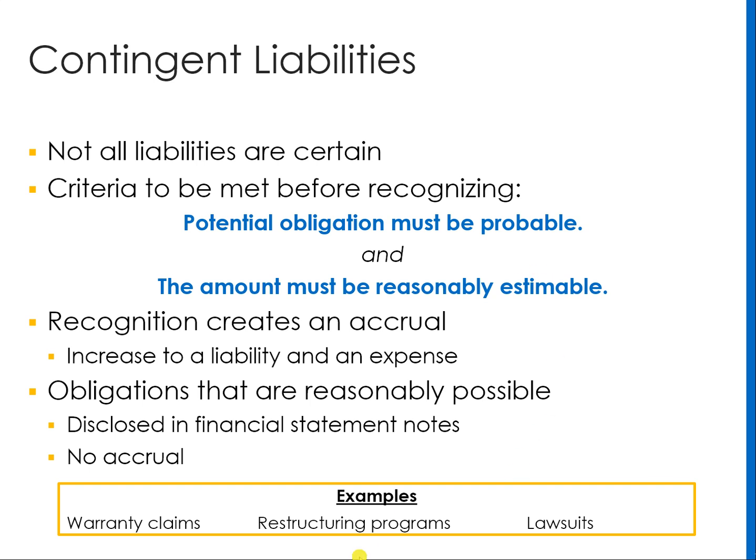An example of contingent liabilities is warranty claims. It's very likely that some customers will come back asking for repair. Those warranty claims become our liabilities. Or if a lawsuit is going on and it's very likely we're going to lose the case and pay something, then we're going to recognize a liability, that is a contingent liability, and an expense.